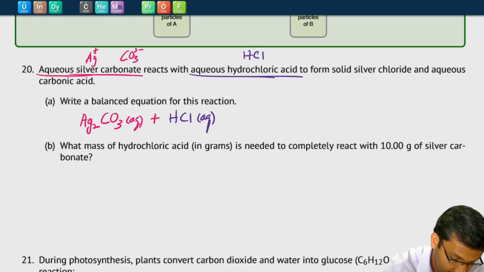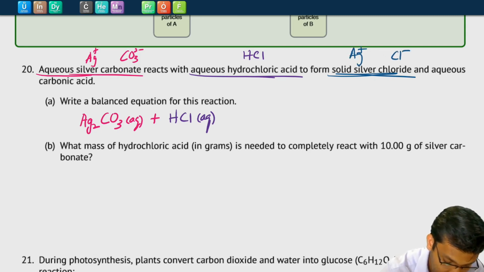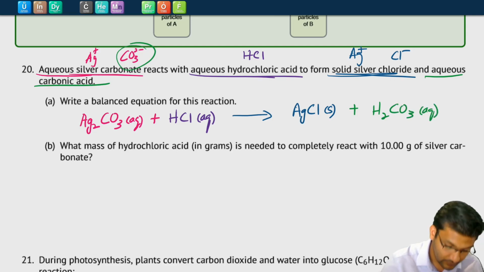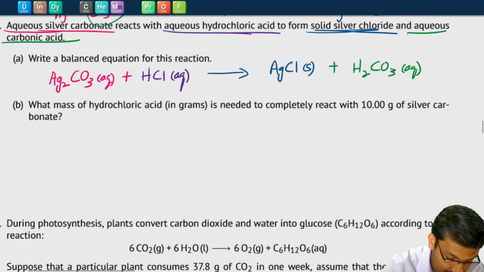And this goes to form solid silver chloride. Again, silver has a charge of +1, chloride has a charge of -1, so we form silver chloride solid and aqueous carbonic acid. Carbonic acid, if you remember, comes from carbonate, CO3 2-, so we need 2 H+ to balance that, H2CO3 aqueous.